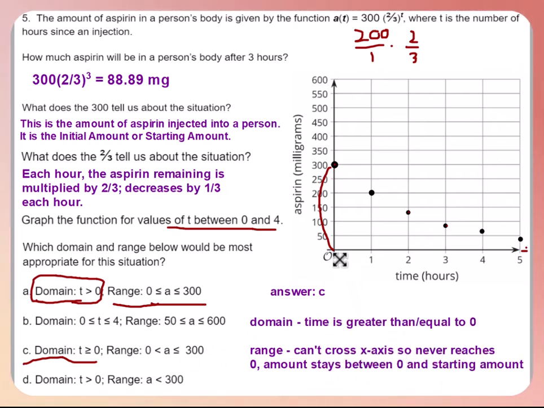Okay, the domain is the time. Okay, time starts at 0 and time keeps moving forward. So it can be anything greater than 0. The range can't cross the x-axis, so it never reaches 0. The amount stays between 0 and the starting point.